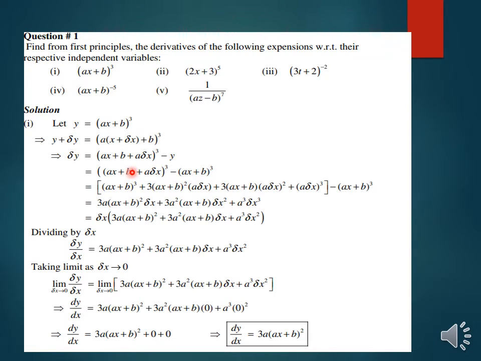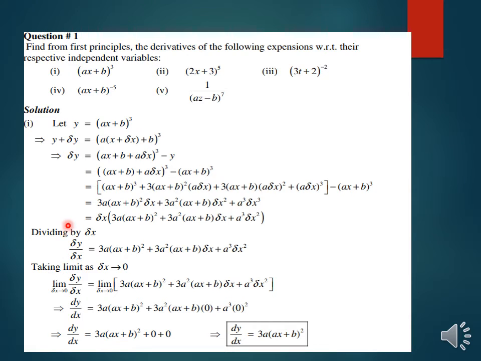In the next step we have to open the formula of (a plus b) whole cube. So a cube plus 3a square b plus 3ab square and then plus b cube, and in the last (ax plus b) whole cube remains same. So in the next step this positive term and this negative term cancel out, and the remaining terms we write as they are. Then we take delta x common in the whole equation, and it becomes delta x square, and delta x cube becomes delta x square.